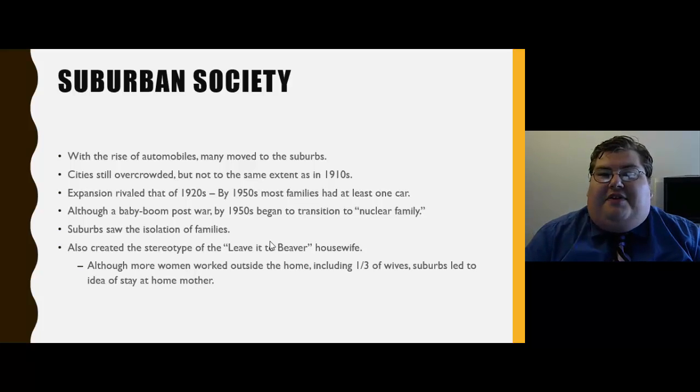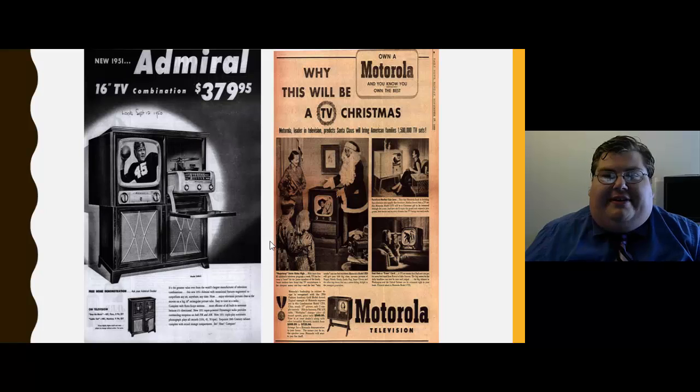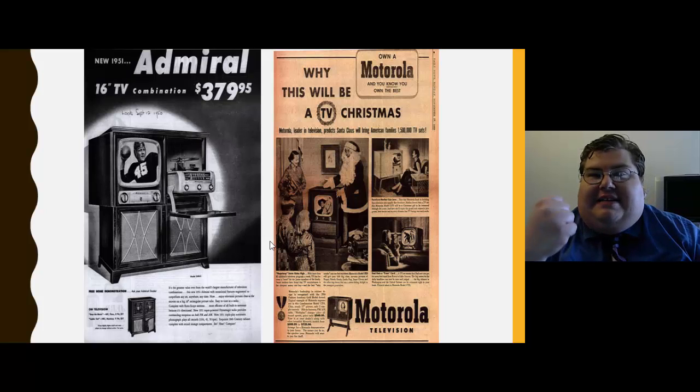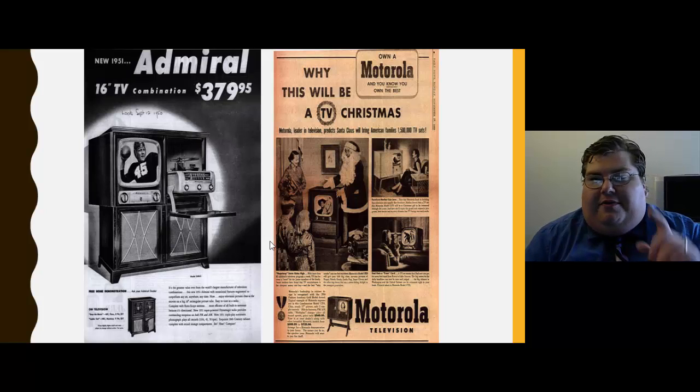Now, what's interesting is most jobs are paying well. Most families have at least one car. We see more and more families starting to get things like televisions. And televisions, by the way, $379 for a 16-inch TV and record player. Oh, and it's black and white only. TVs started to be a big thing in the 1950s. Granted, there's only three things to watch, including the TV show Leave It to Beaver, which I will post and I'll make a note of it.